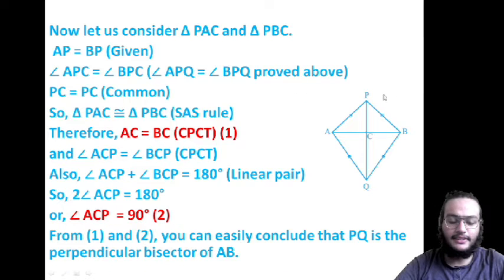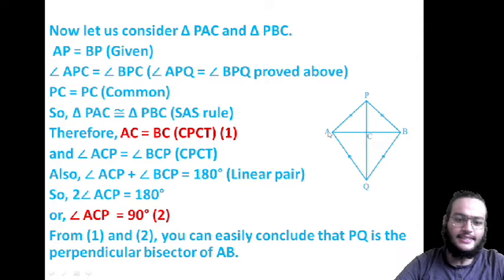Now let us consider triangle PAC and triangle PBC, these two upper small triangles. In this we are given that AP is equal to BP and angle APC is equal to angle BPC as proved above. Next, PC is the common side between the triangles. Hence by the SAS rule we have proved that triangle PAC is congruent to triangle PBC. Therefore, by the CPCT rule we have proved that AC is equal to BC, which we had to prove.